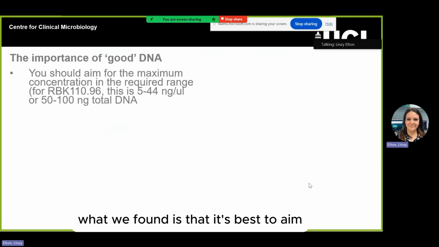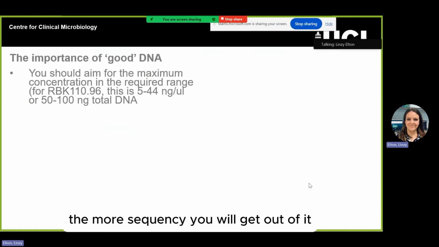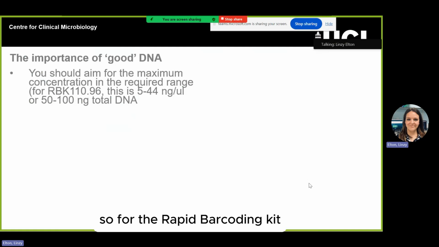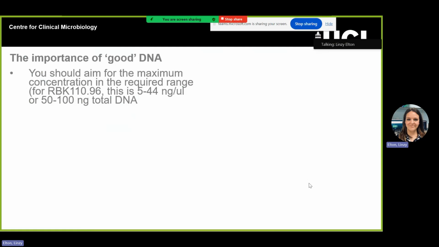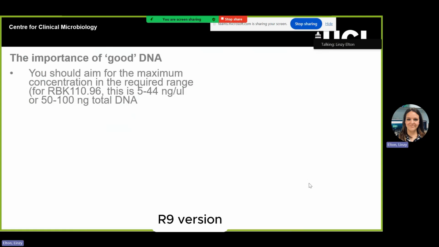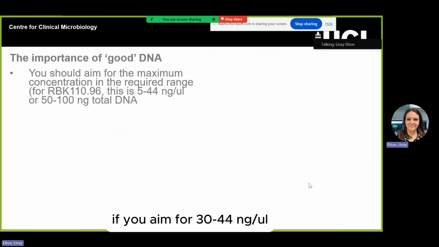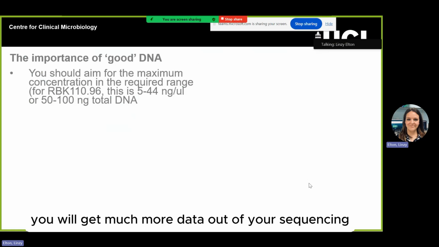What we found is that it's best to aim for the maximum concentration that the kit suggests, because obviously the more DNA you put in, the more sequencing you will get out of it. So for the rapid barcoding kit, the native barcoding kit, and this is the R9 version, there is now the R10 version, but this kit requested 50 to 100 nanograms, which works out to be somewhere between 5 and 44 nanograms per microliter. If you aim for 44 nanograms per microliter, you will get much more data out of your sequencing.